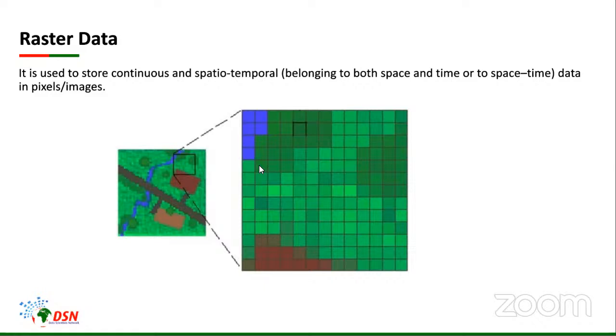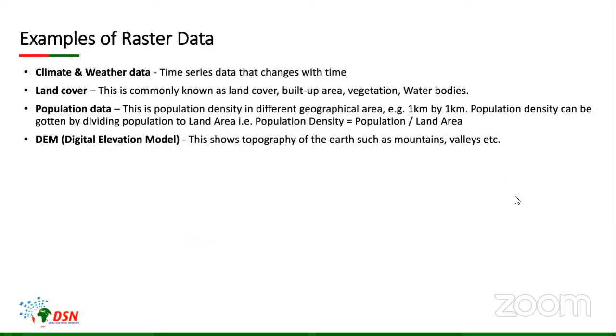Let me show you examples of raster data that we have. We have climate and weather data. These are also examples of raster data. This is because if you take the raster data of a geographical area and you store the data today and also tomorrow, it changes with time. And you can also use that data for time series analysis.